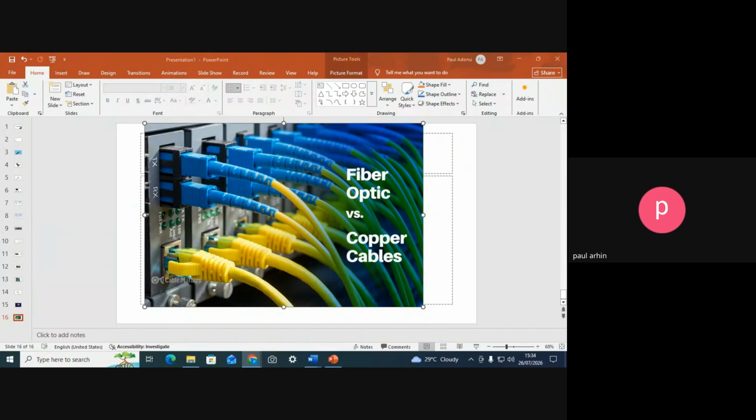Now, basically, for a local area network, we don't usually use fiber optics, but they are mostly used for backbones or to serve as connections between strong, huge networks, because they carry data in a very fast mode and also very powerful.